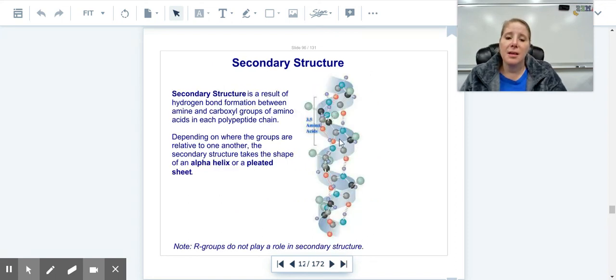After that, the amine groups and the carboxyl groups, the hydrogens and oxygens in them, want to hydrogen bond together, and either they will curl and make this helix, or they will crimp and make a beta sheet, a pleated sheet. And that has nothing at all to do with the R groups. It's only about the amine groups and the carboxyl groups, and whether it kinks or it twists.